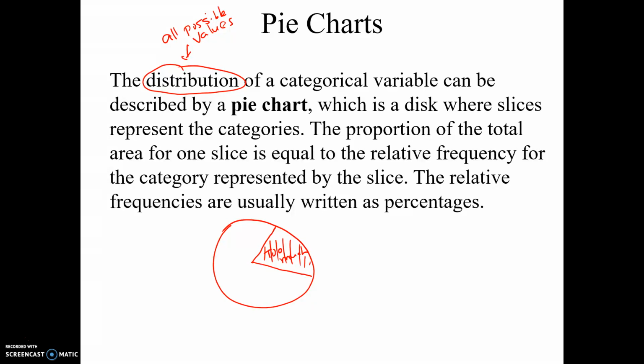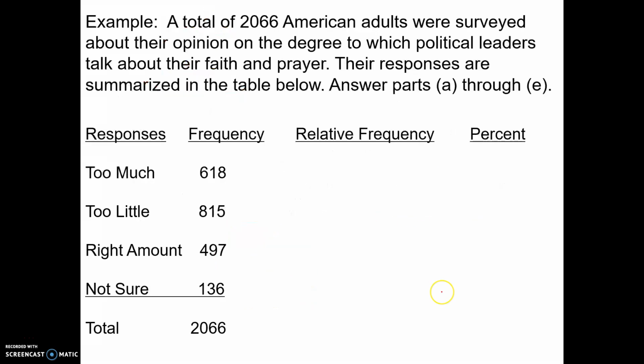The proportion of the total area for one slice is equal to the relative frequency, which we'll talk about, for the category represented by the slice. And the relative frequencies are usually written as percentages.